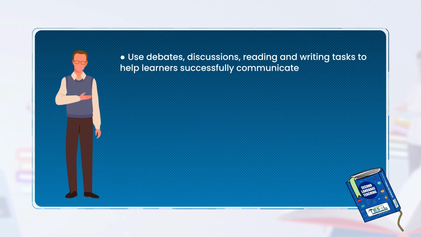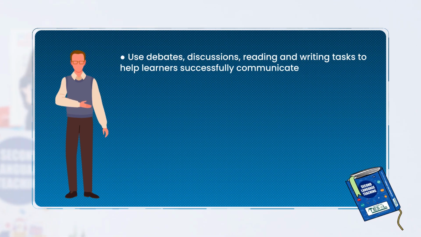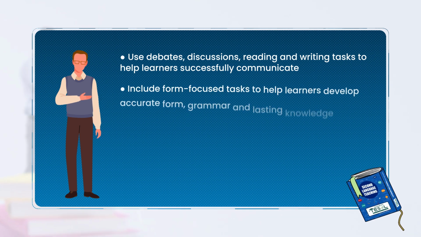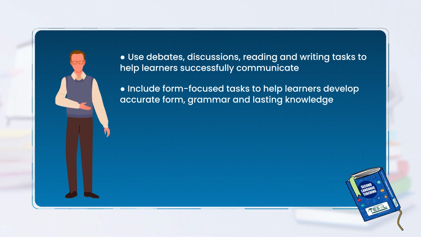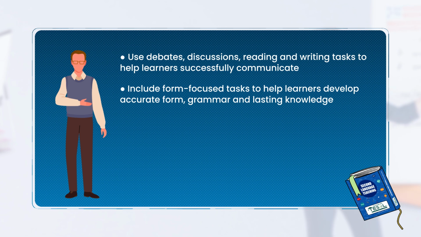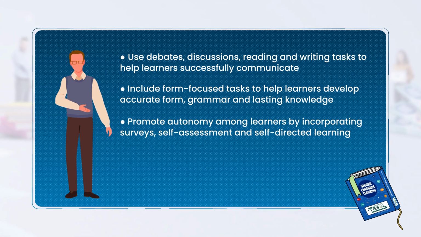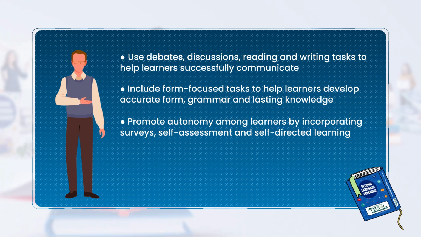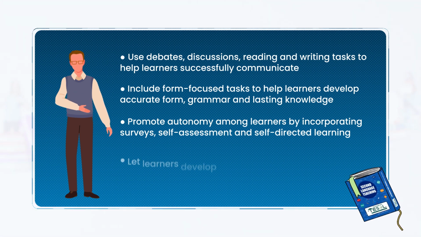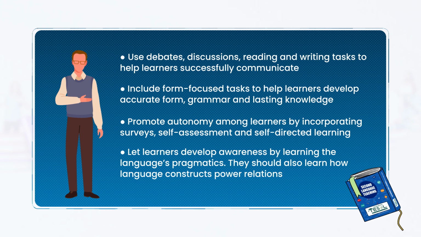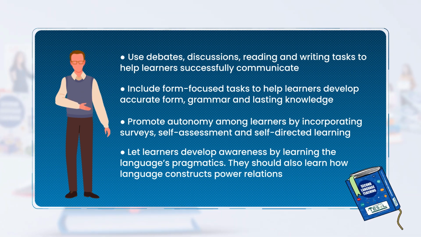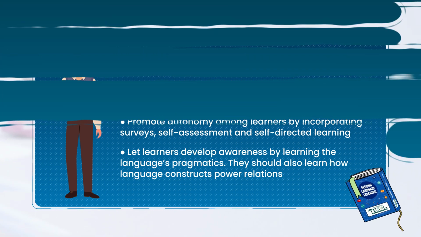Use debates, discussions, reading and writing tasks to help learners successfully communicate. Include form-focused tasks to help learners develop accurate form, grammar and lasting knowledge. Promote autonomy among learners by incorporating surveys, self-assessment and self-directed learning. Let learners develop awareness by learning the language's pragmatics. They should also learn how language constructs power relations.